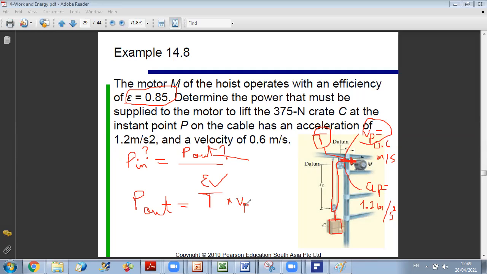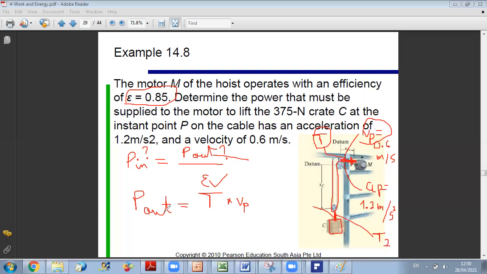Well, I can think of another way too. I can think that the useful power is what will lift the box. That is, it is the tension in this cable, let's call it T2 if you want. So if I take this cable, I have a tension T2 in it.